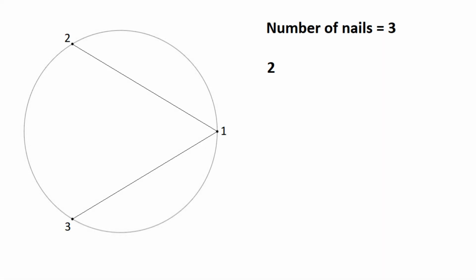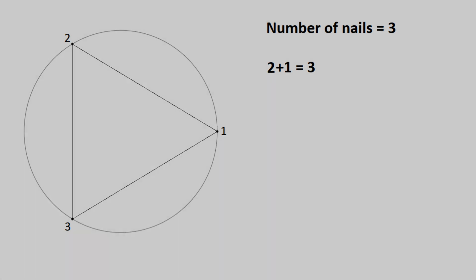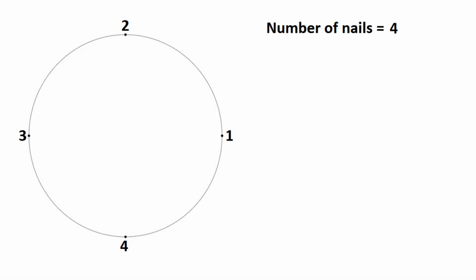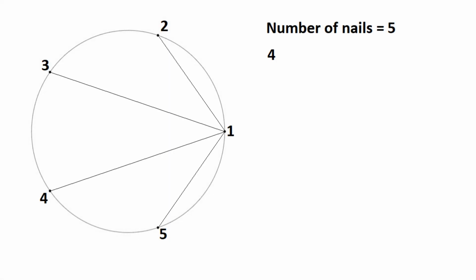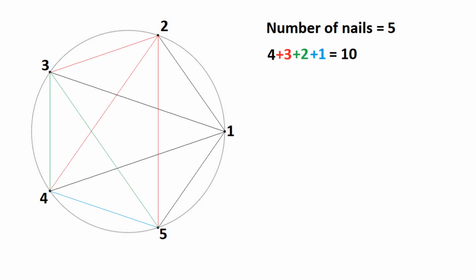We could draw two strings from the first nail to the other two nails. For the second nail, we could only draw one string that goes to the third nail. So for three nails, we could draw a total of three strings between them. Similarly, for four nails on the canvas, we could string 3 plus 2 plus 1 strings for a total of 6 strings. For five nails, it is 4 plus 3 plus 2 plus 1 or 10 strings in total.